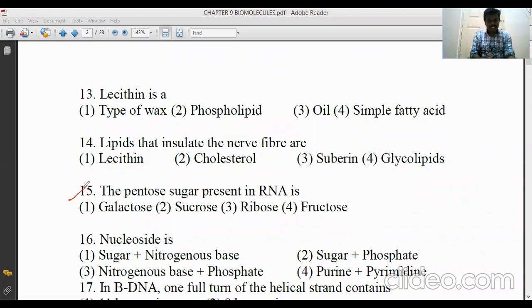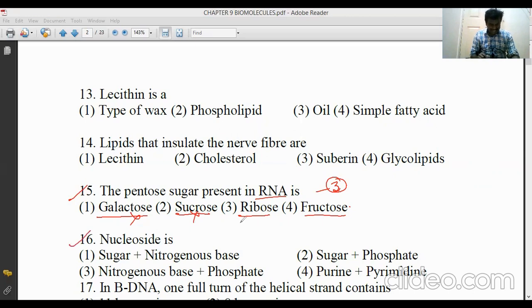The pentose sugar present in RNA is. See, pentose sugar. Galactose is the wrong option; galactose is not located in RNA. Sucrose is not located in RNA. Ribose is located in RNA; ribose is a monosaccharide sugar present in RNA. So for the 15th question, correct option is 3. The 4th option, fructose, is not the pentose sugar in RNA. The correct option is 3.